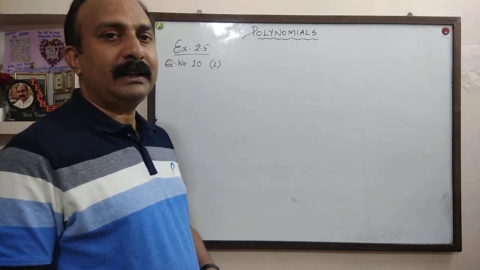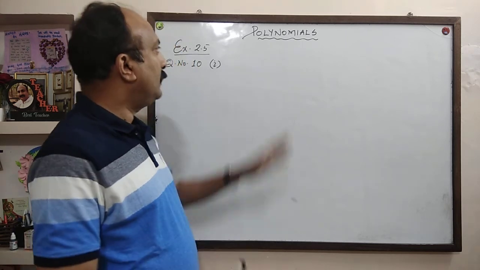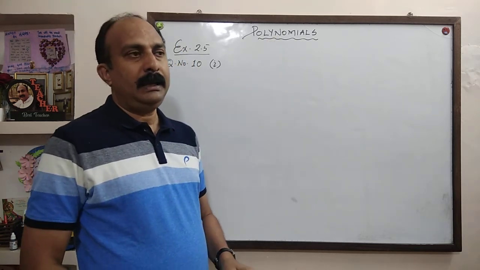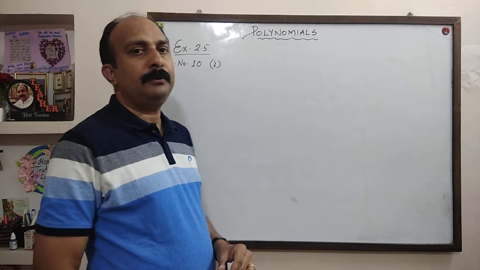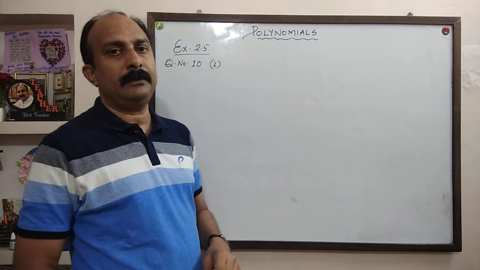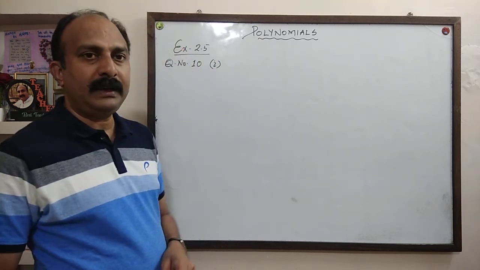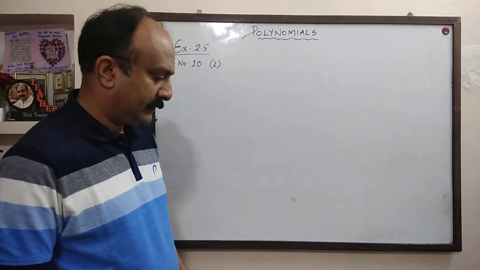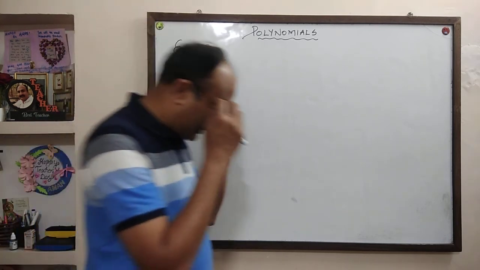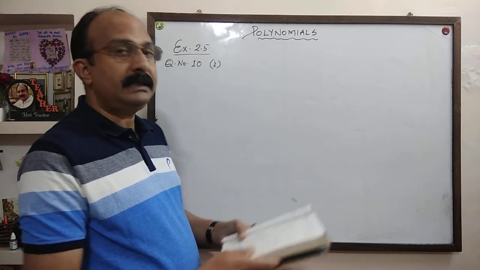Yes, I am here with the continuation of class 9 mathematics chapter polynomials. In the previous classes we have done up to question number 9 of exercise 2.5. So today I am continuing with question number 10 of exercise 2.5, and the question is: factorize each of the following.